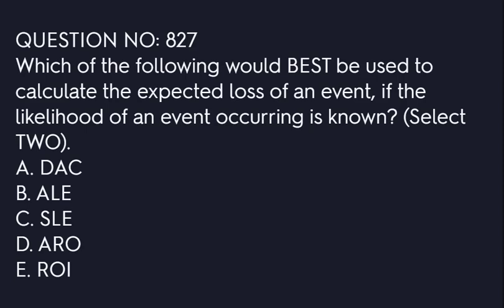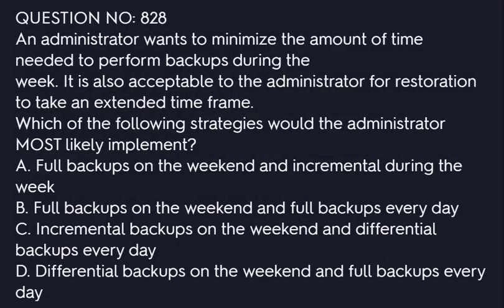Question no. 827: Which of the following would best be used to calculate the expected loss of an event if the likelihood of an event occurring is known? A. DAC. B. ALE. C. SLE. D. ROE. E. ROI. Answer: A.